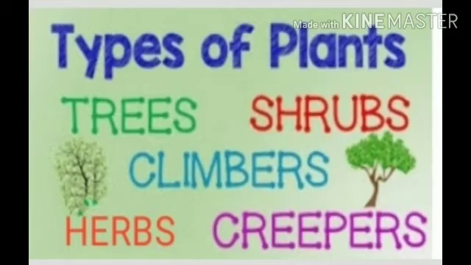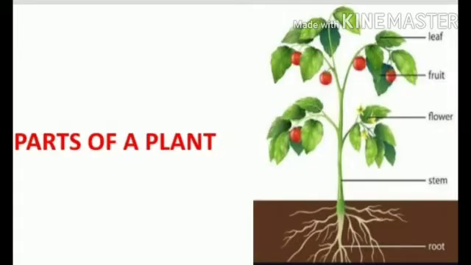Types of plants. They are trees, shrubs, climbers, herbs, and creepers. Parts of a plant. Plants have many different parts. Each part has its own function. Roots. Roots grow under the ground. They fix the plant in the soil. Stem. The stem grows above the soil. It bears leaves, flowers and fruits.